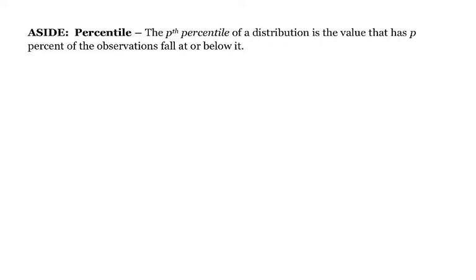So one thing that we had talked about in a previous section was the idea of percentiles and how the p percentile of the distribution is a value that has p% of the observations fall at or below it.